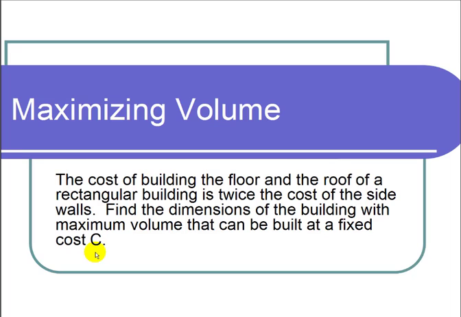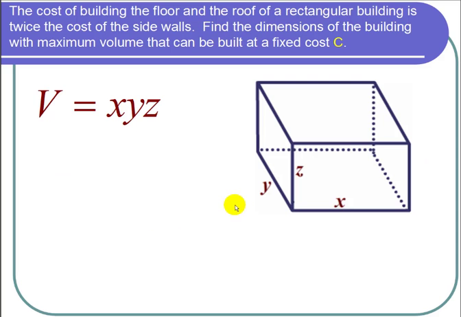We have a building that's rectangular. So I draw my rectangular building with side lengths x and y and height z. And the volume of this building will be x times y times z. So for the cost, I have the top and bottom of the building, the floor and the roof, and those each have area x times y. And then I have the front and back, which each have area x times z, and the left and right, which each have area y times z.